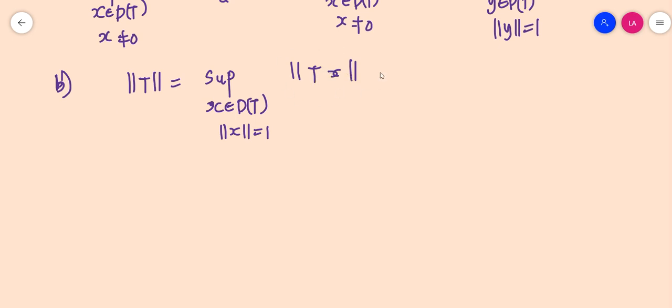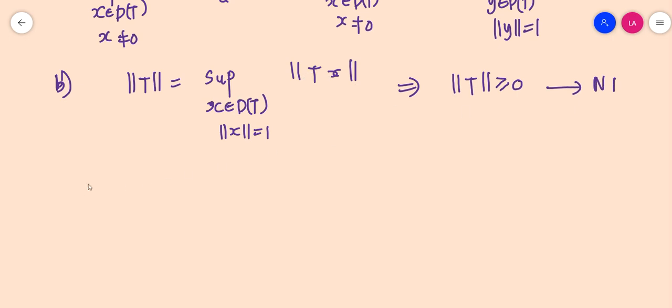Here, since norm of T x is always greater than or equal to 0, because it is a basic property of norm, this means that the supremum of quantities which are greater than or equal to 0 is always greater than or equal to 0. From this we can imply that norm T is greater than or equal to 0, which is N1, because norm T x is greater than or equal to 0, and by the property of supremum, the supremum of a collection of elements greater than or equal to 0 is always greater than or equal to 0.